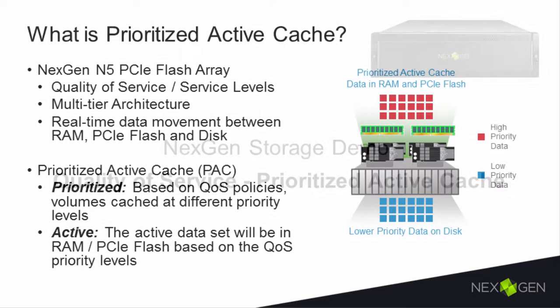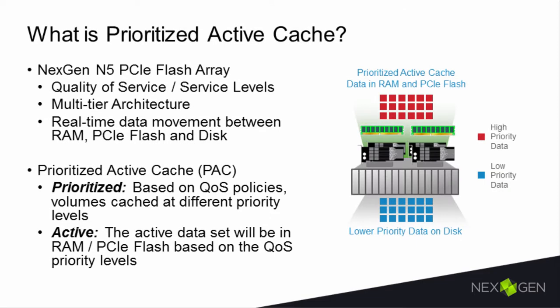You may be asking yourself, what is the Prioritize Active Cache? The NexGen N5 PCIe flash array includes a full-featured storage quality of service engine, complete with service levels and performance policies. The NexGen N5 is a multi-tier architecture that moves data in real time between RAM, PCIe flash, and disk in order to meet the QoS priorities and targets set by the customer for their data.